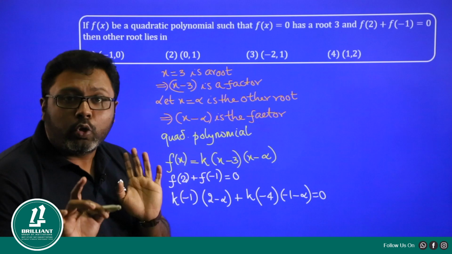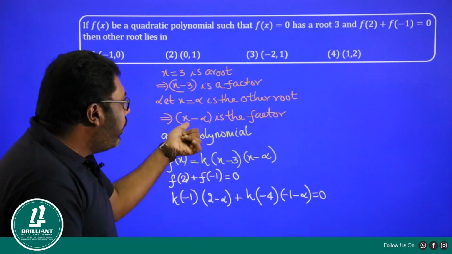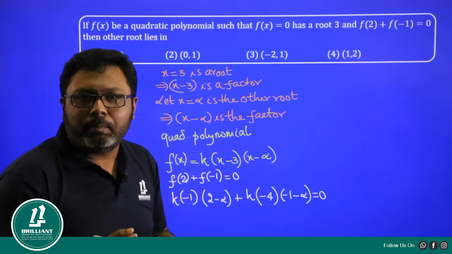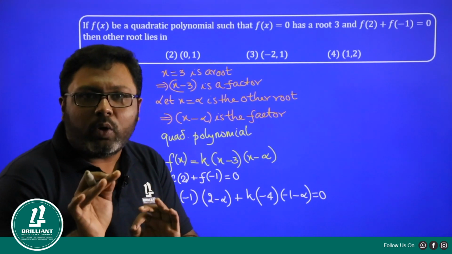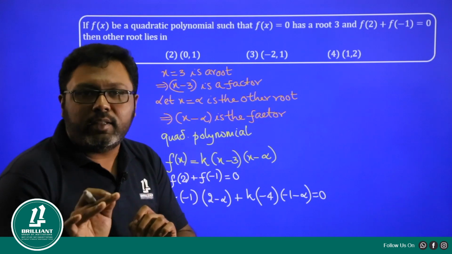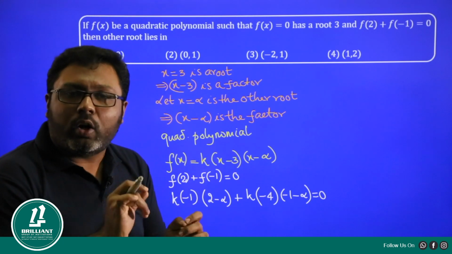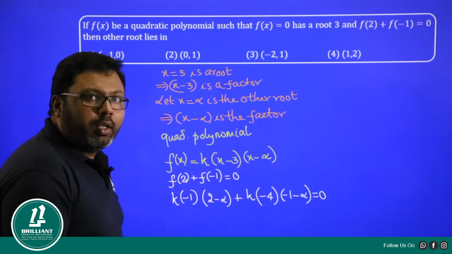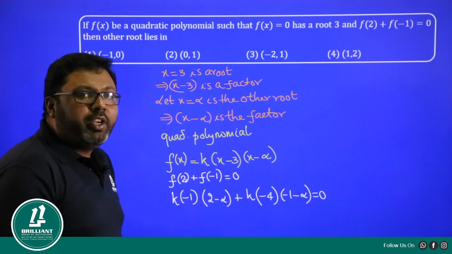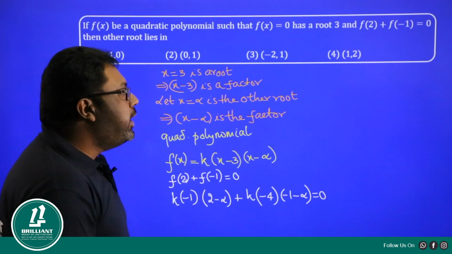K is 0? No. If k is 0, this is no longer quadratic. A quadratic polynomial will have the value of k because the coefficient of x squared cannot be 0. It should be at least 1, or negative or positive. Yes, it can't be 0, so k is never 0. Okay, then which is the other part which is going to be 0? The remaining part can be considered 0.